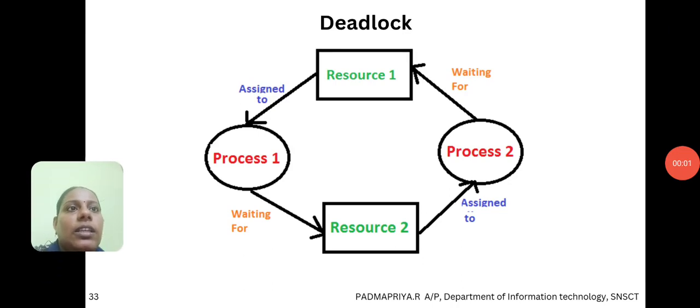Hi all. Here we explain the deadlock concept in detail. In this, there should be two resources. Resource one is assigned to process one. The same resource is needed by process two, which means it should be in a waiting state.